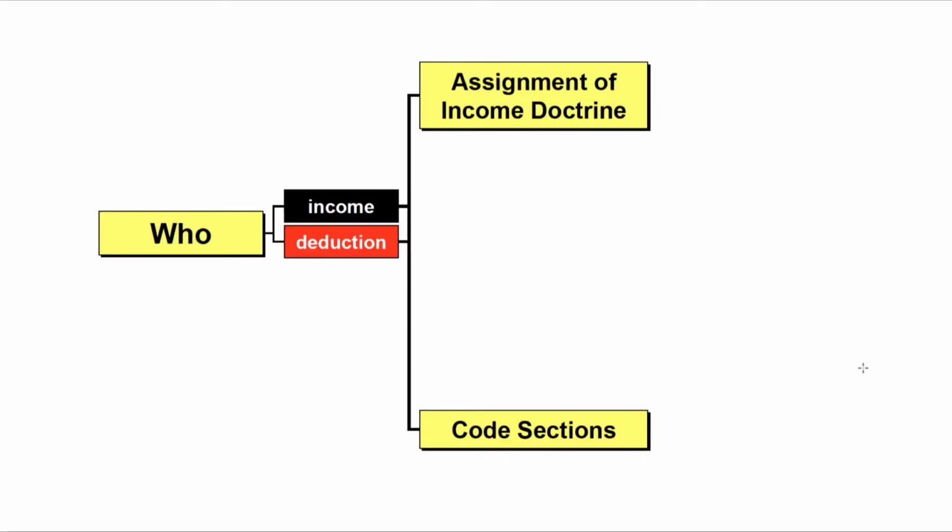Okay, who? The who question is dealing with what we call the assignment of income doctrine. That's a very important area. A lot of case law derives that area of the law. There are some code sections, and I have that listed as well. But you're saying, okay, who actually is taxed on the income? Or who actually gets to take the deduction? You might be wondering, I've taken tax courses before, but when was that really an issue? It was always really clear.